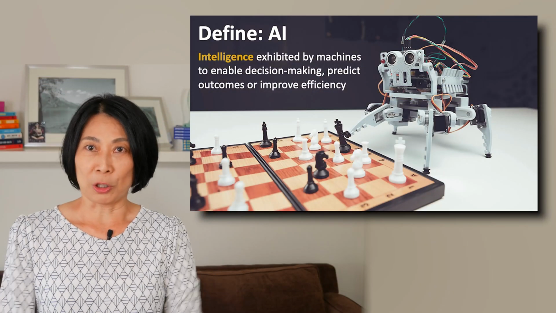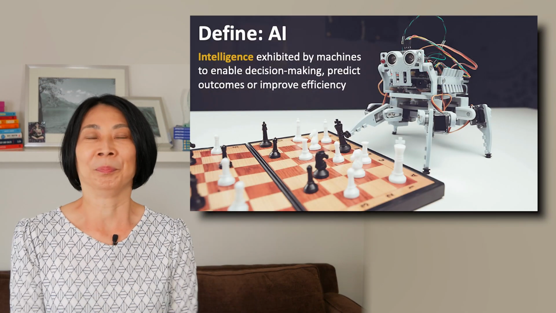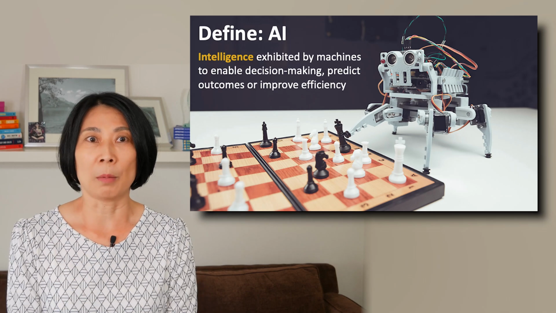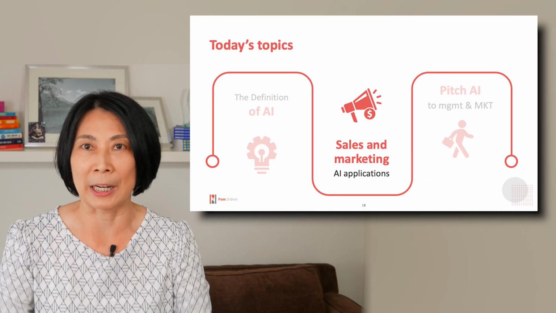Does that make sense? So that's how you need to think about artificial intelligence in business applications as of today. It may change in the future. That's the definition of AI. Second thing I want to talk about is sales and marketing AI applications.